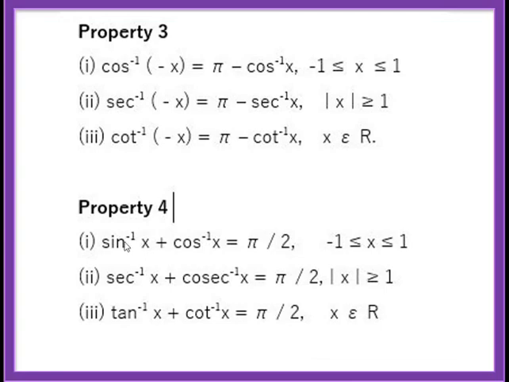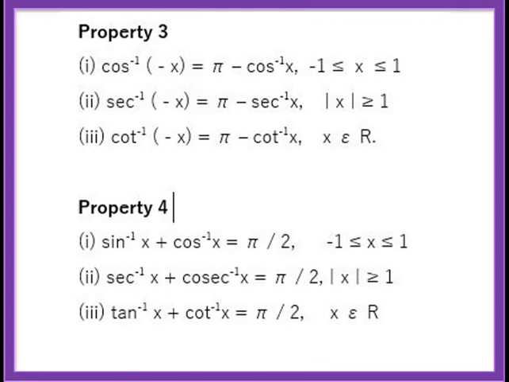Now, if we are asked to find the derivative of cos inverse x, we will say that sin inverse plus cos inverse is pi by 2. So what is cos inverse x? Pi by 2 minus sin inverse x. So the derivative of cos inverse x is the derivative of pi by 2, which is 0, minus the derivative of sin inverse x, which is 1 upon root 1 minus x square. And that is why the derivative of cos inverse x is minus 1 upon root of 1 minus x square.